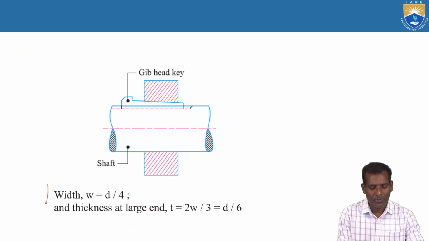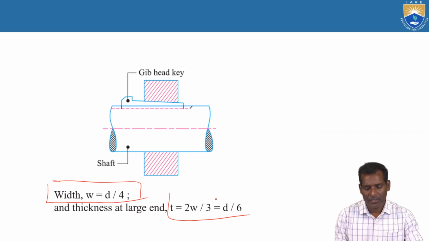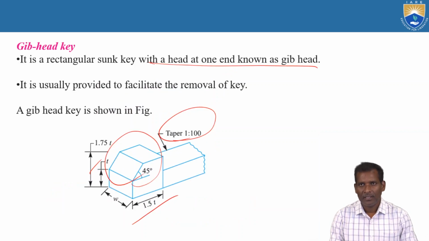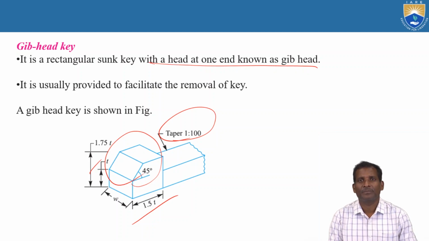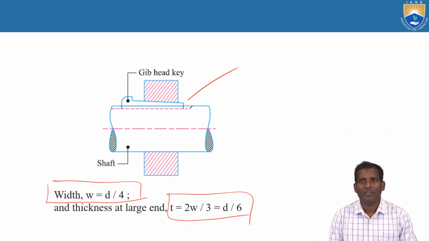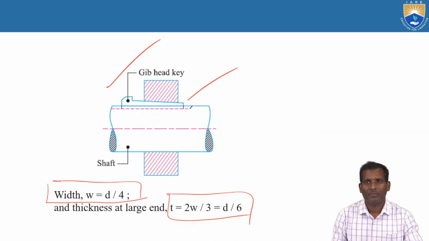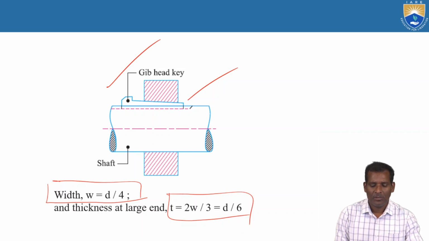The width is equal to d by 4 and thickness is d by 6. So the gib-head key is a rectangular type. Only extra, in addition to the rectangular key, in this gib-head key the head is having a head at one end. That is called as gib head, and dimensions are shown in this figure. So in this diagram, this gib-head key is shown. This is a keyway, shaft shown.